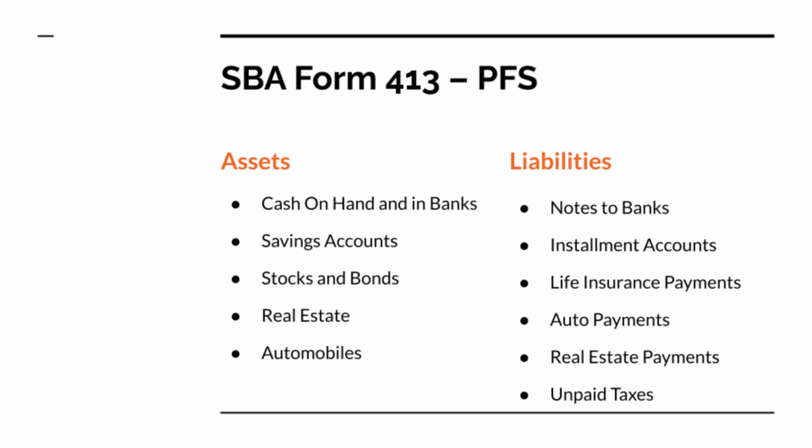It lists your assets and your liabilities, and for assets, it will list the cash on hand and in banks, your savings accounts, your stocks and bonds, your real estate, and any kind of automobiles or vehicles that you own of any value. Along with that, it will be the notes that you owe to the bank, and installment accounts, any life insurance payments that you're making, any auto payments you're making, any real estate payments, and any unpaid taxes. After that, it will calculate your net worth. And then it starts asking for more detail to explain each one of these.